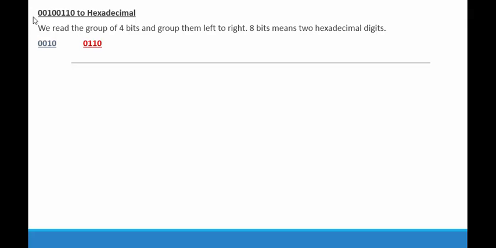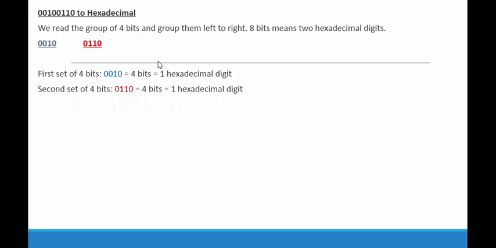So I take my first 4 bits here, 0010, and I'm going to group it. Then I take my last 4 digits, 0110, and I group them right over here, the last 4 bits. So I have them grouped, and I'm ready to go to the next step. So my first set of 4 bits is 0010, 4 bits, 1 hexadecimal digit. My second set of 4 bits, 0110, I have 4 bits, 1 hexadecimal digit.